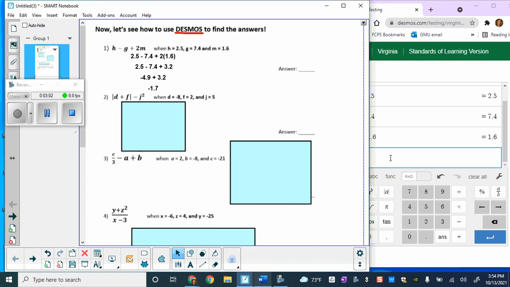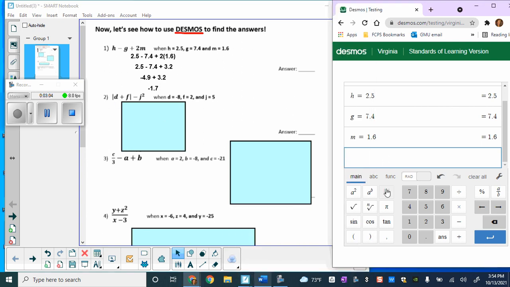So if we're trying to plug in an absolute value, I'm actually going to click this button right here, and I've opened up the line for absolute value. Now we have d plus f. And if I click this again, see how it closed the absolute value for us? Now you're going to do minus, and then you're going to type in the letter j. And right here, when you click squared, it'll tell j to be squared.